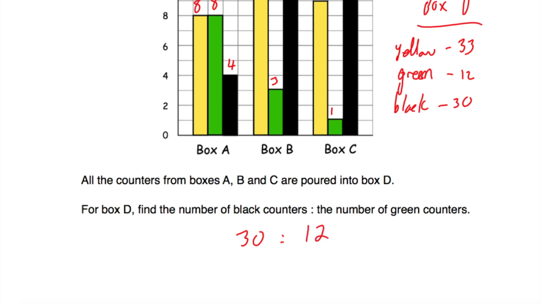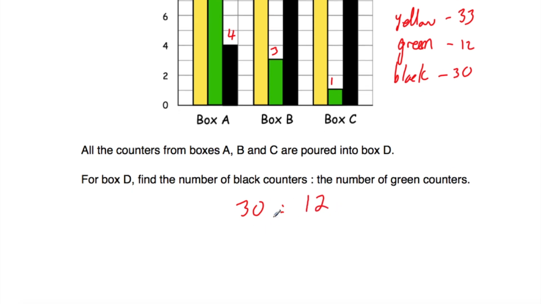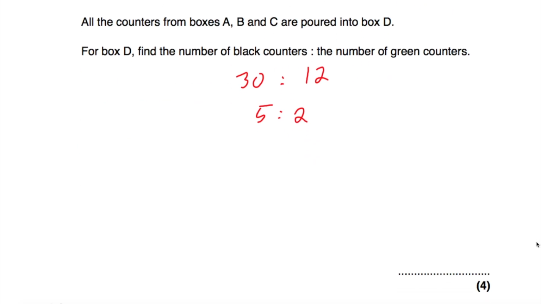The number of green counters is 12. And let's cancel that down. They're both divisible by 6. So if we divide both of those numbers by 6, 30 divided by 6 is 5, and 12 divided by 6 is 2. So that'll be 5 to 2. So the ratio of black counters to green counters in box D is 5 to 2. So in other words, for every 5 black counters, there's 2 green counters. So let's write that down, 5 to 2.